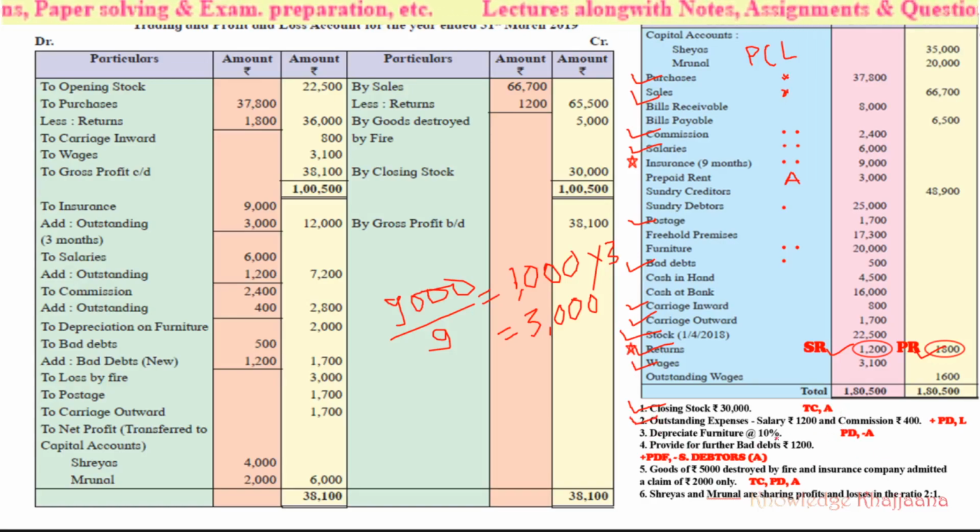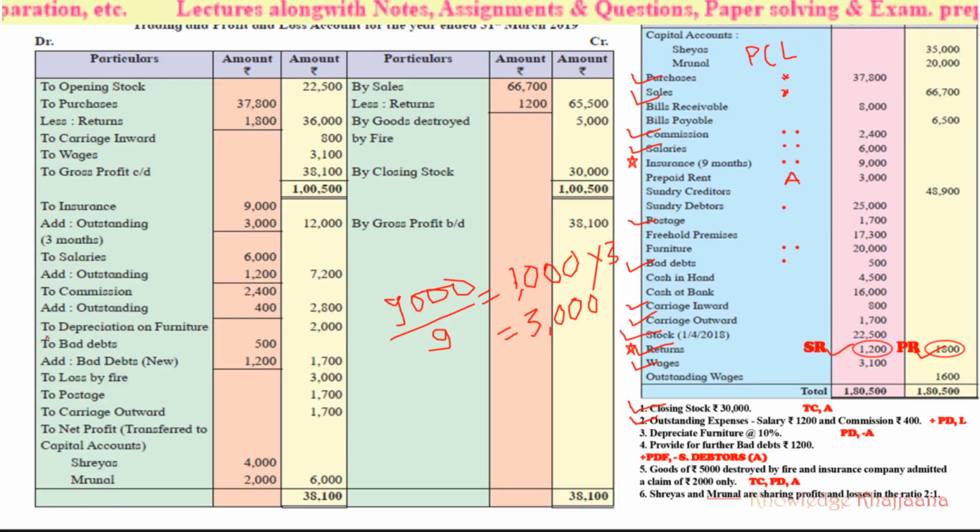Depreciate furniture at 10%. What is the value of the furniture? It is 20,000 rupees. So what is 10% of 20,000? It is 2,000 rupees. So we write: to depreciation on furniture rupees 2,000. Here only depreciation of furniture is to be calculated, so directly we can write like this.